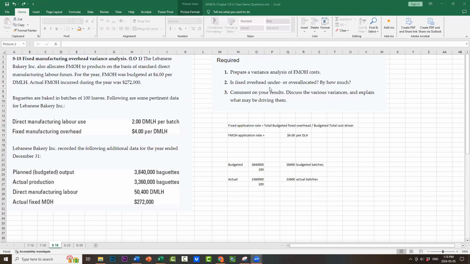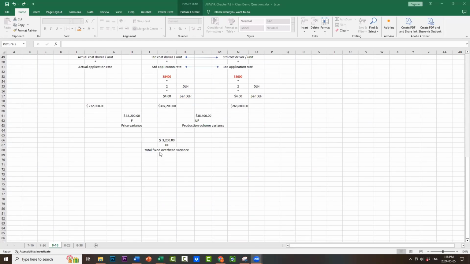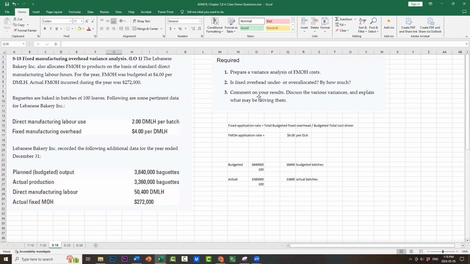Item number 2 asks: is the fixed overhead under or over allocated, and by how much? Well, when we go over here and we see this total fixed overhead variance, that is the over or under applied. So we can say to item number 2 right now, the fixed manufacturing overhead is under allocated because it's unfavorable by $3,200. All right, go back up here. It says comment on your results, discuss the various variances, and explain what may be driving them.